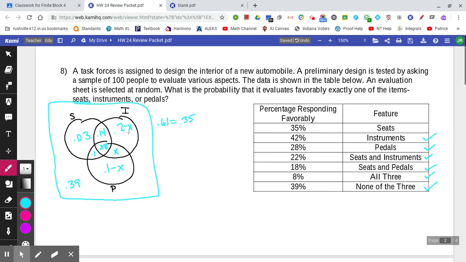So now I just need to add together everything that's not in circle S, which is the 0.2 minus the x plus the x plus the 0.1 minus x. And so then I need to go through and solve this equation. So the minus x plus x will cancel out. That will give me 0.61 minus 0.35 minus 0.2 minus 0.1, which will give me negative 0.01 is equal to negative x. So 0.01 is equal to x.